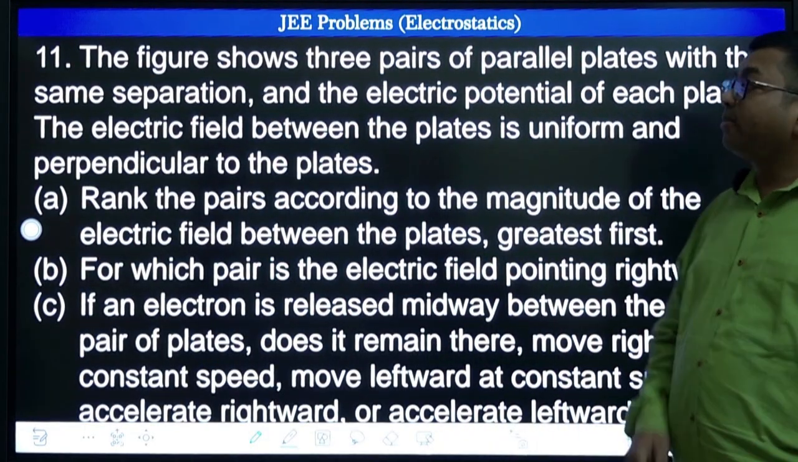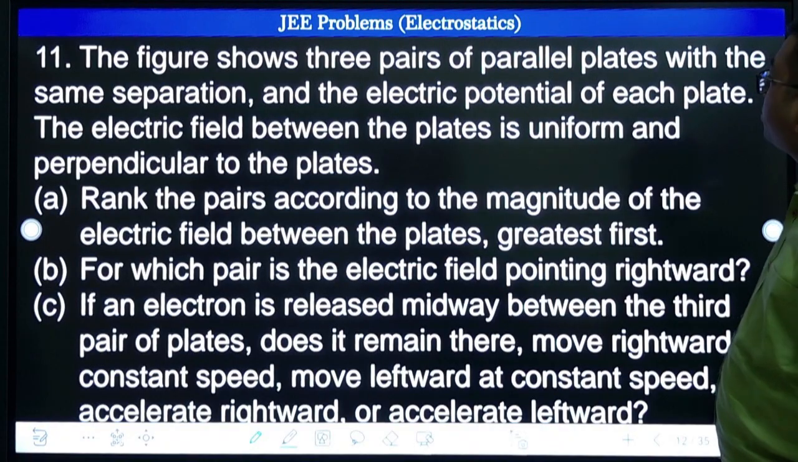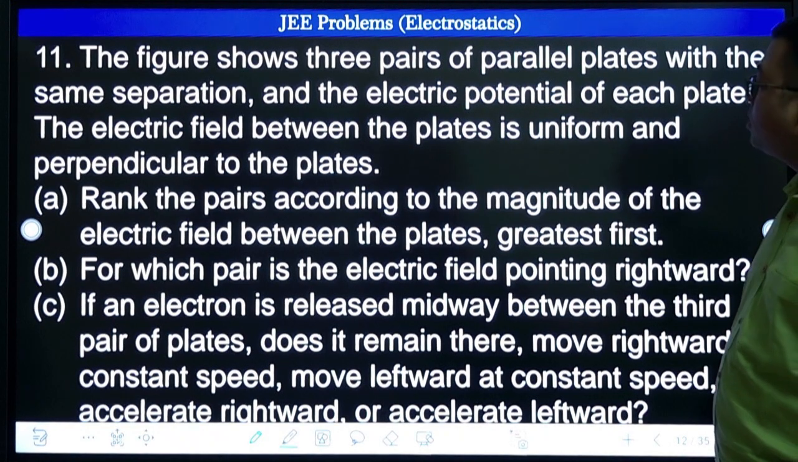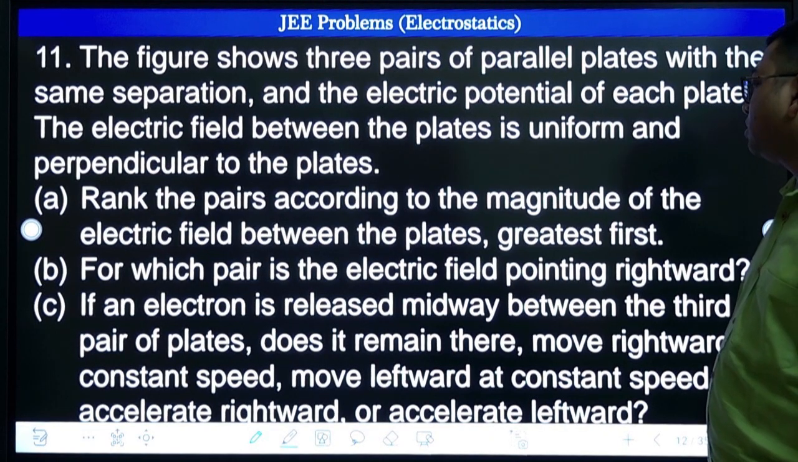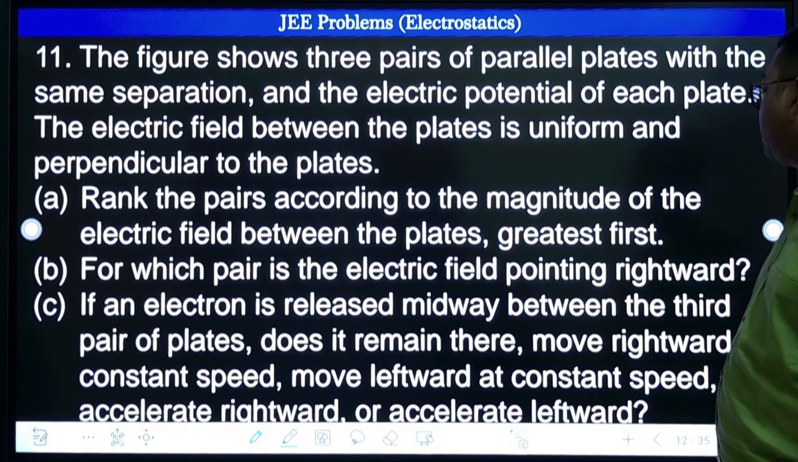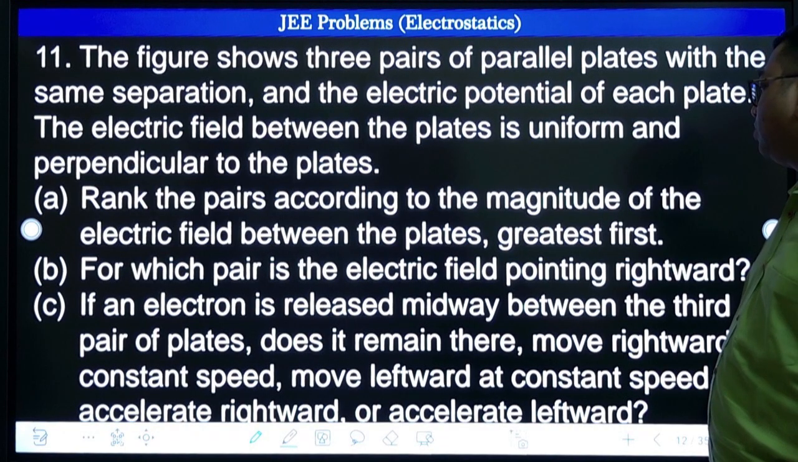Question number 11. Figure shows three pairs of parallel plates with the same separation and the electric potential of each plate. The electric field between the plates is uniform and perpendicular to the plates. Rank the pairs according to the magnitude of the field between the plates, greatest first. For which pair is the field pointing rightward? If an electron is released midway between the third pair of plates, does it remain there, move right or left at constant speed, or accelerate?